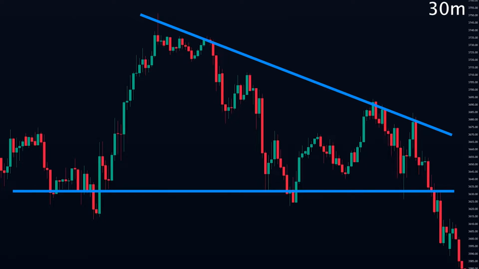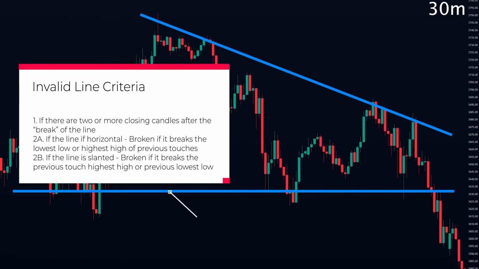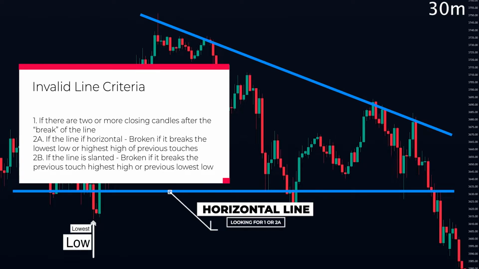Then, after we draw our lines, we'll need a rule for ourselves to determine whether or not the line is broken or still valid. I personally use 2 or more closing candles after the break of the line for time frames higher than 5-minute candles, and 3 or more if using 5-minute candles and less. The second is, if it is a horizontal line, if it breaks the lowest low or the highest high of the other touch points, then we will also consider it broken.